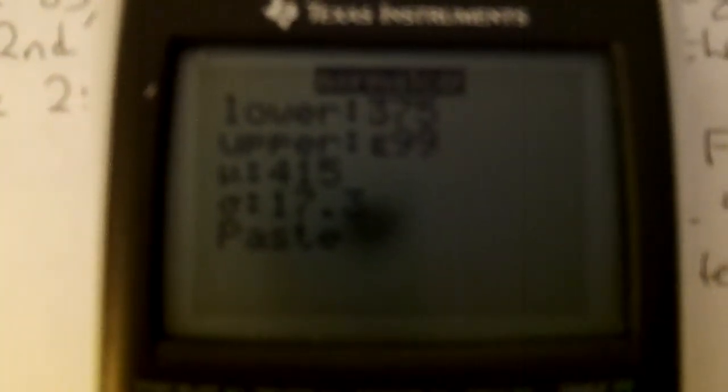Okay, for this last one up here, we're looking for the probability that x is less than or equal to 435. So in this case, we've got no lower limit, but we have an upper limit. So we'll go back to distribution, go back to normal CDF. Since we have no lower limit, we're going to do negative E99 for negative infinity. The negative is the button down at the bottom next to the decimal point, the negative with the parentheses around it. Do not use the subtraction button. You'll get an error statement if you do that.